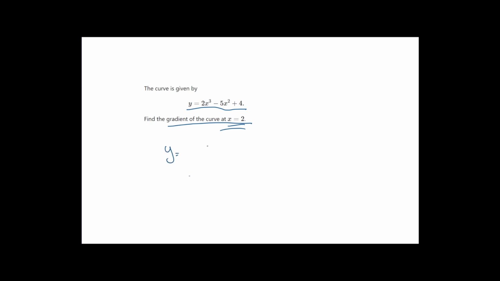So if y is 2x cubed minus 5x squared plus 4, dy/dx, differentiating y with respect to x, is going to be 3 times 2, which is 6. The x stays there. The 3 reduces by 1. 2 times negative 5 is negative 10x, and the plus 4 disappears. So that's our function for finding the gradient for any value of x.